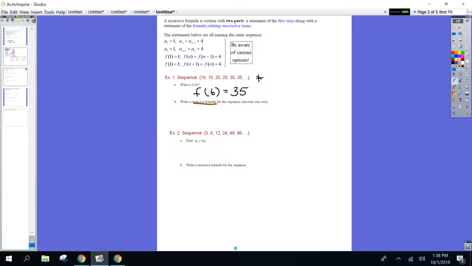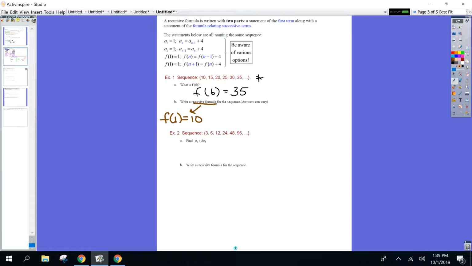There are two parts to every recursive formula. First part's the easiest, and that is the first term. You need to tell me what the first term is and write it appropriately. What's the first term here? So how do I write 10 as the first term? I could do F. You want to use F or do you want to use A? Let's make a decision. Either one's correct. Okay, so F of 1 is equal to 10. Okay, that's fine.